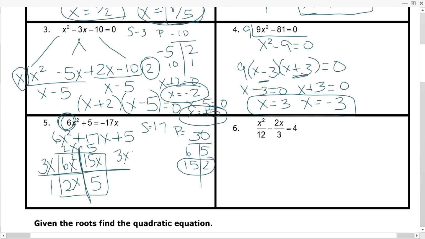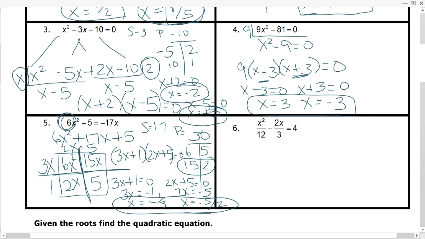So I have 3x plus 1 times 2x plus 5 equals 0. So either 3x plus 1 equals 0 or 2x plus 5 equals 0. Solve for x, I end up with 3x equals -1, x equals -1/3. For my other x value, 2x equals -5, x equals -5/2. Here's my two values for x. That would make my equation come out true, and my roots for my quadratic equation.